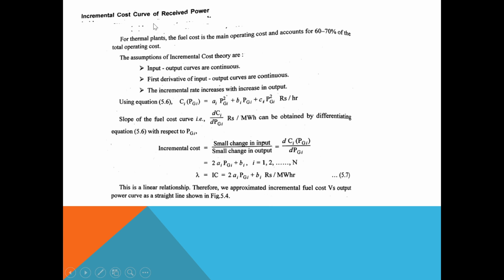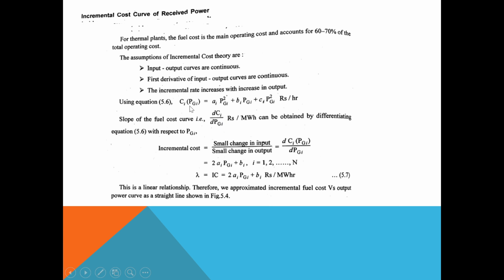Next one is the incremental cost curve of received power. For thermal power plant, the fuel cost is the main operating cost, and it accounts for 60 to 70% of the total operating cost. So here some of the assumptions are: first, input output curves are continuous. The first derivative of input output curves is continuous, and incremental rate increases with the increase in output. So we know what is C of Pg. It is nothing but A into Pg square plus B into Pg plus C.